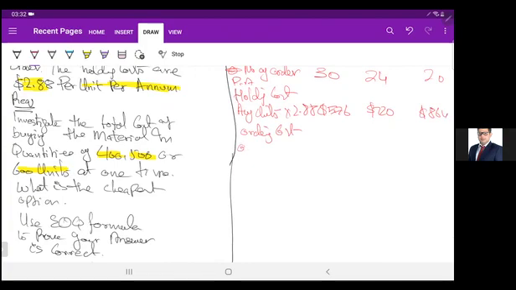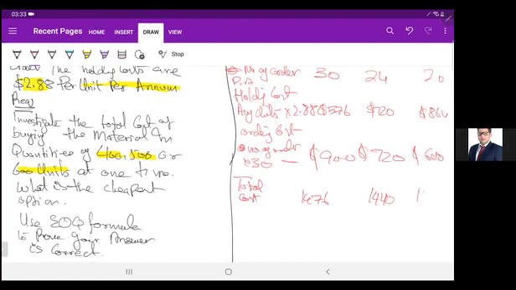Number of orders multiply by 30. So it's $900, $720, and $600. Total cost will be 1476, 1440, and 1464. Therefore, the best option is 500 units.